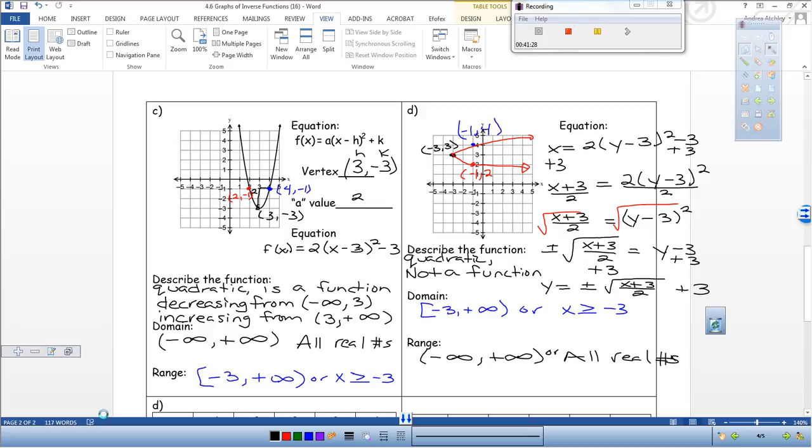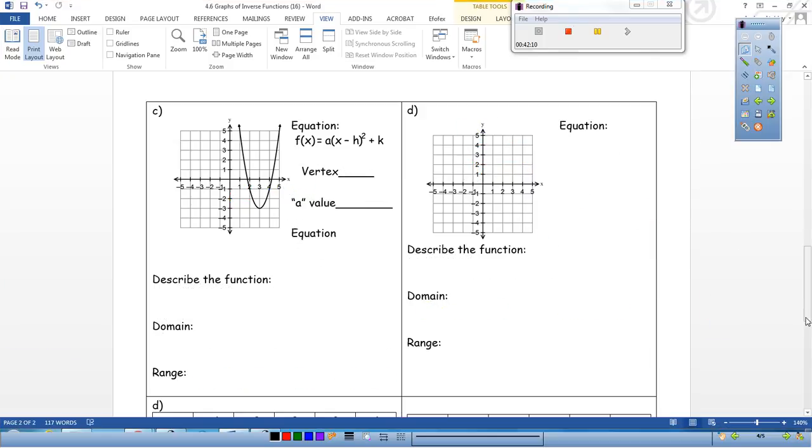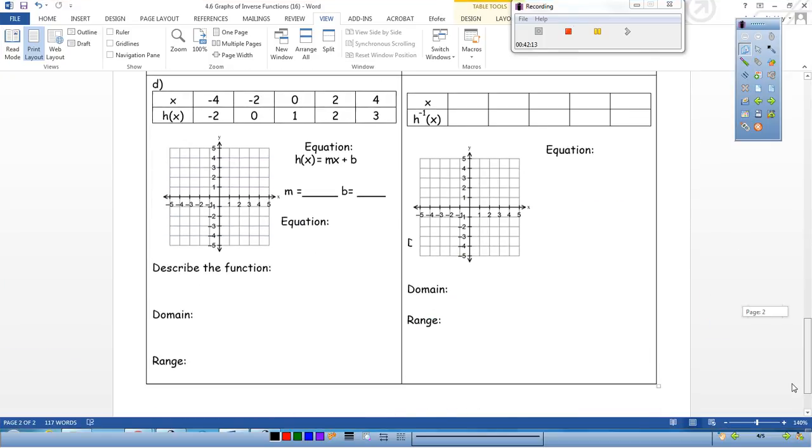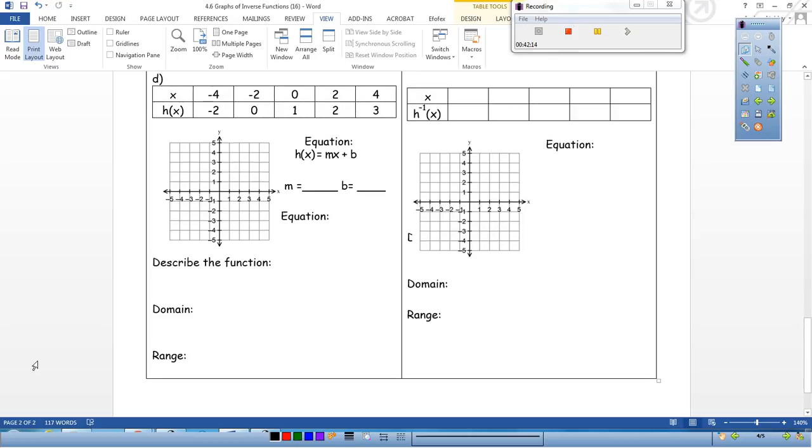Oh, we should talk about it opening one direction or the other. What way does this one open? Open right. And this is opening up. Okay. Any questions? Next one. Okay, do this one on your own.